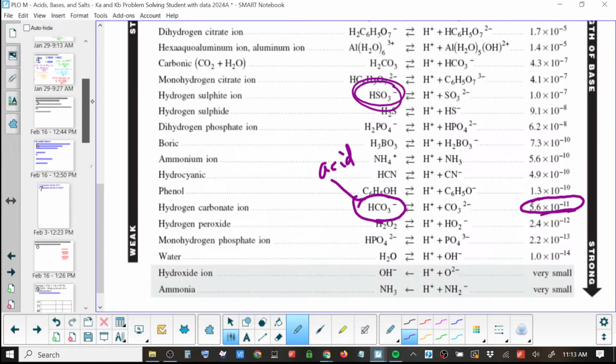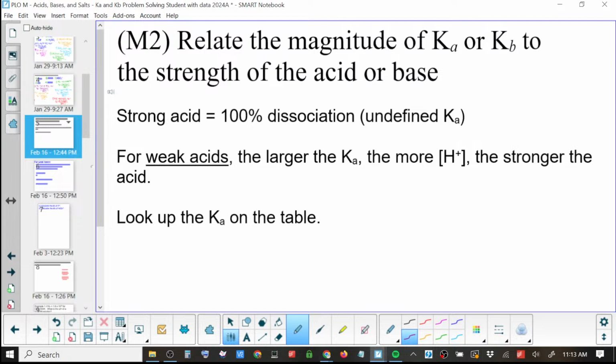Okay, next page. Relate the magnitude of Ka or Kb to the strength. And I'm going to shut off the music now since we're no longer working on things. No, turn off one of those.